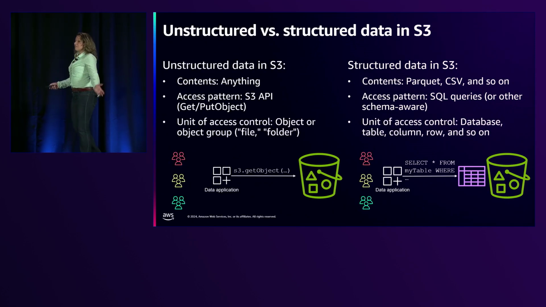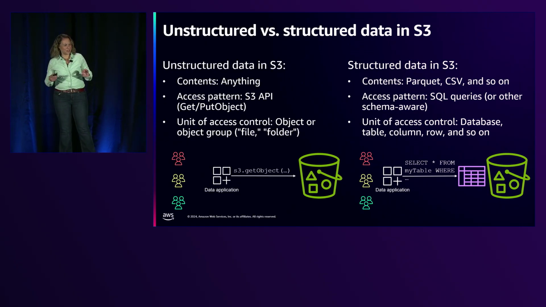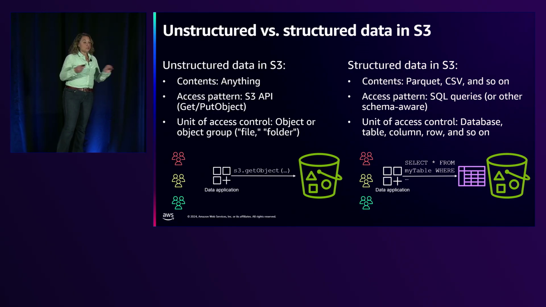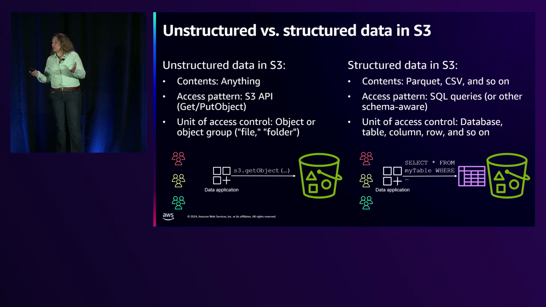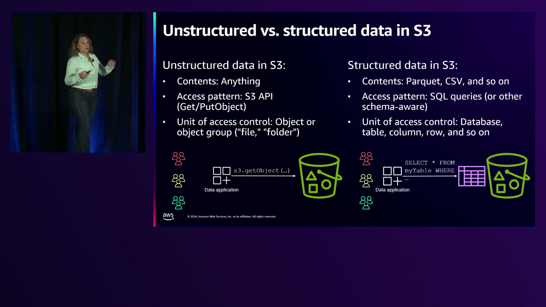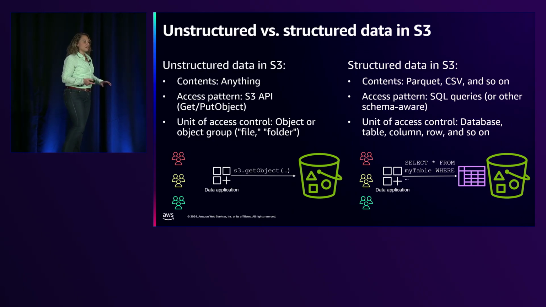And then finally, we're here to talk about access control. The unit of access control is actually a little bit different too. For unstructured data, it could be the file or the folder. Like I said, these words don't really exist in S3, but that's probably how you're thinking about it. Whereas with structured data, you have a whole schema to think about: tables, columns, row-based access control, all of these things that actually have to do with the content and the structure of the data.